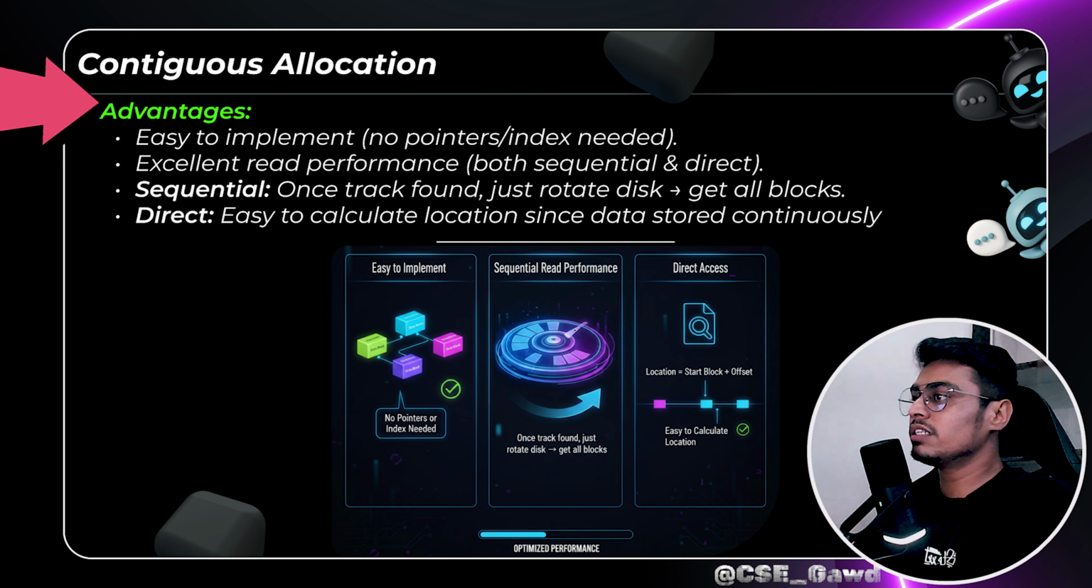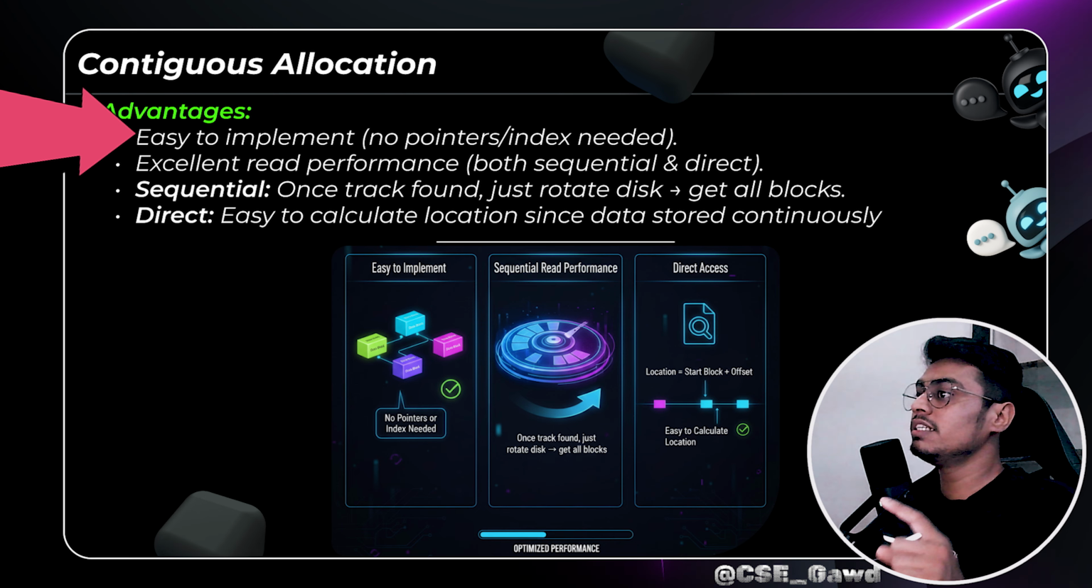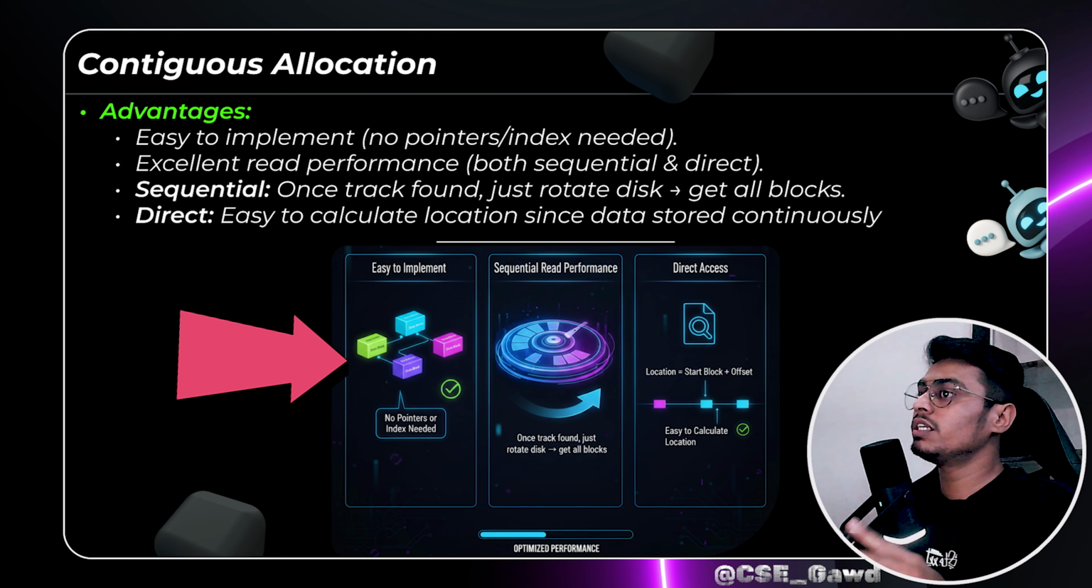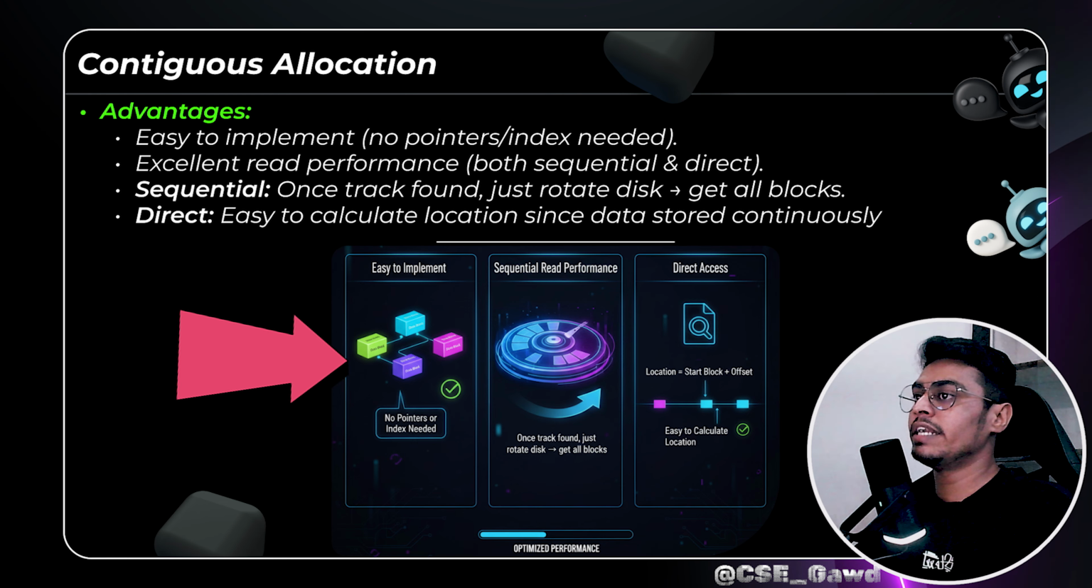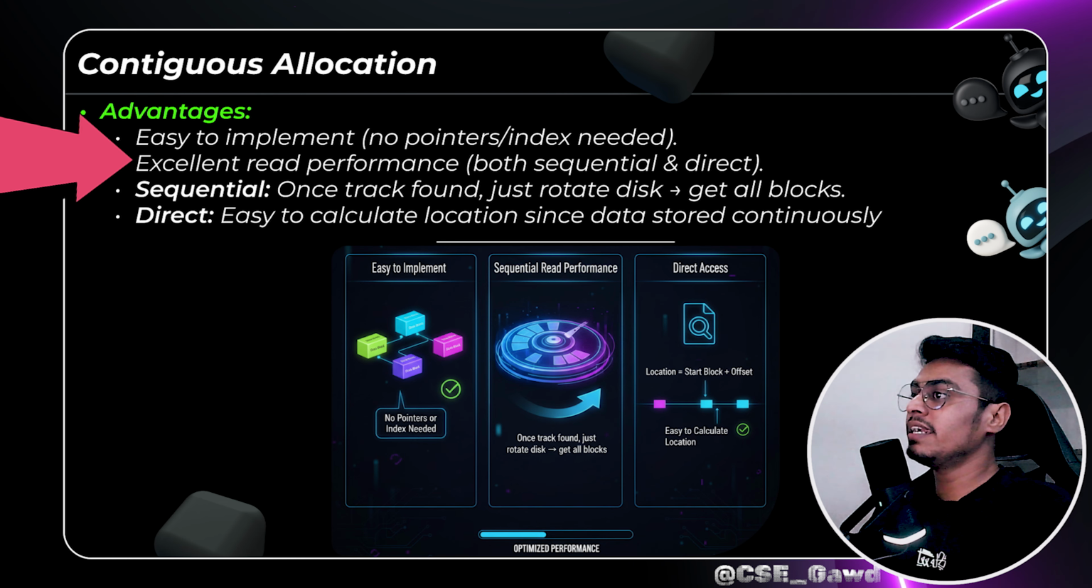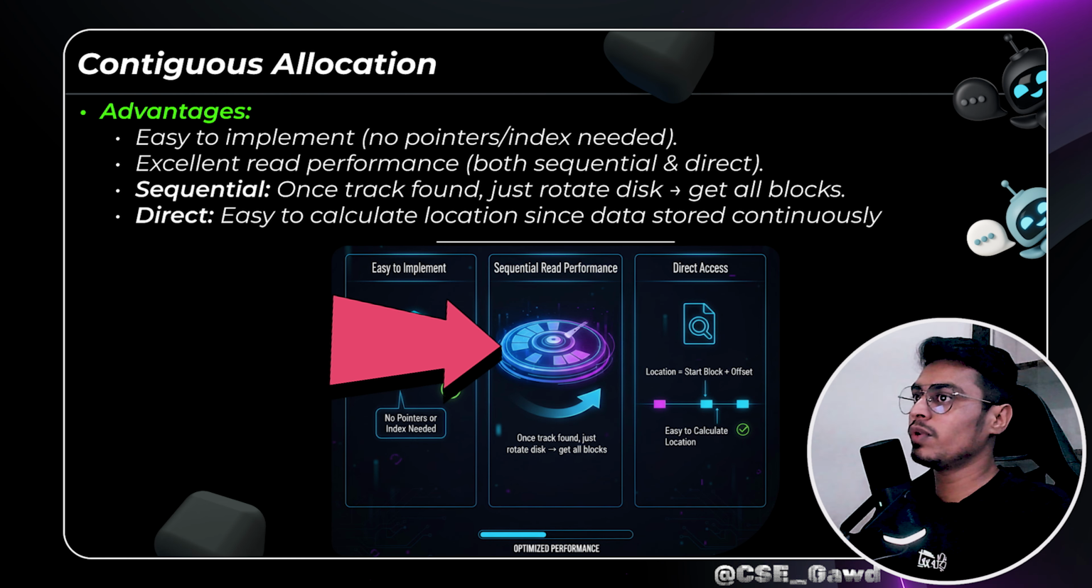Now what are the advantages of contiguous allocation? It is easy to implement, because other methods use pointers. Here we are neither using pointers nor making an index. The second advantage is excellent read performance. Whether we are doing sequential access or direct access, both are easy.